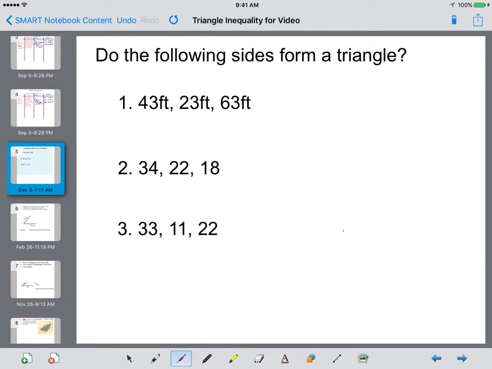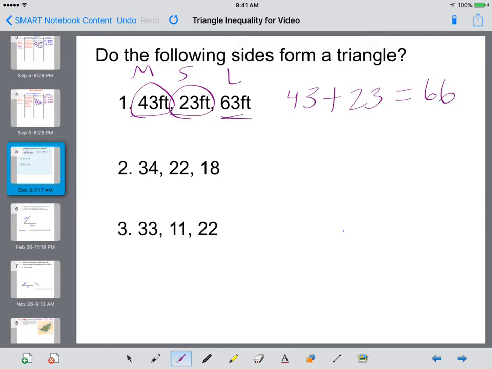So do the following sides form a triangle? To test this, we need to add the two sides and make sure they're bigger than the third side. We can do any two sides. What we should focus on is the smallest side and the medium side. If I add those together and they're bigger than the largest side, then we have enough information to state that those sides would form a triangle. So 43 plus 23, that would give me 66. So 66 is bigger than 63, therefore, yes, they would form a triangle.